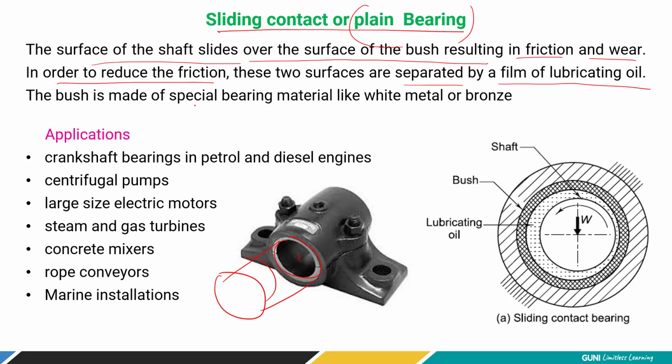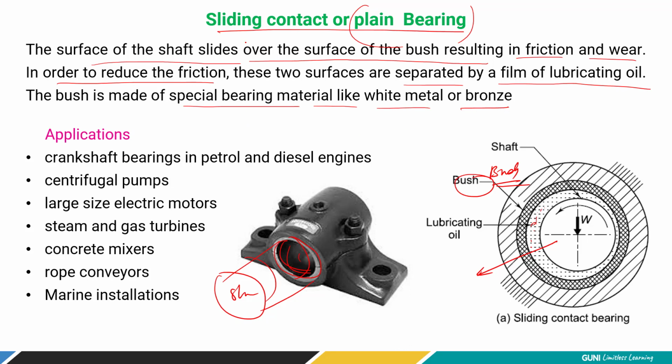The bush is made up of special bearing material like white metal and bronze. So this is the general construction of a plain bearing. You will find there is one shaft, and second is the sliding surface, right? If you look at the other figure, we have lubricating oil shown over here. This is the shaft which is rotating, and this is the bearing, or sometimes we simply refer to it as a bush. A bush is an additional cylindrical piece used to take care of wear.